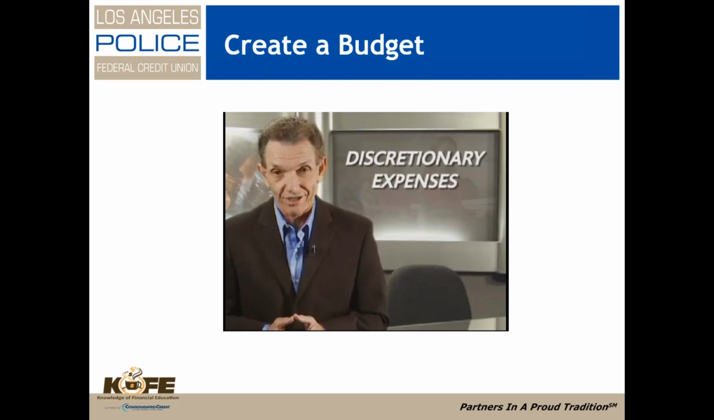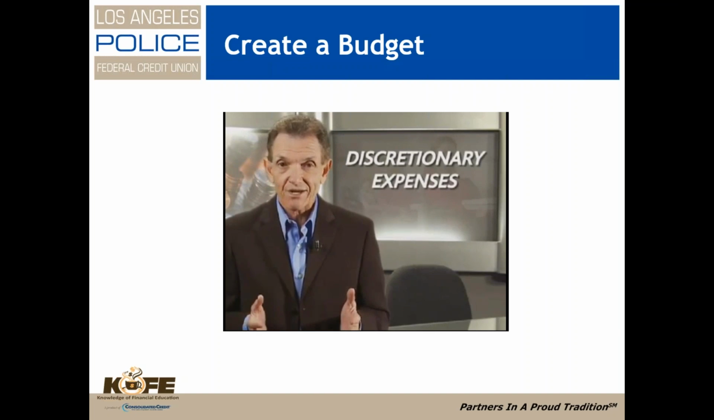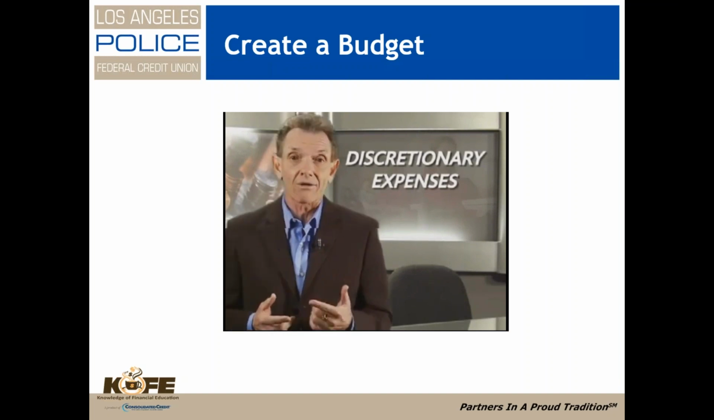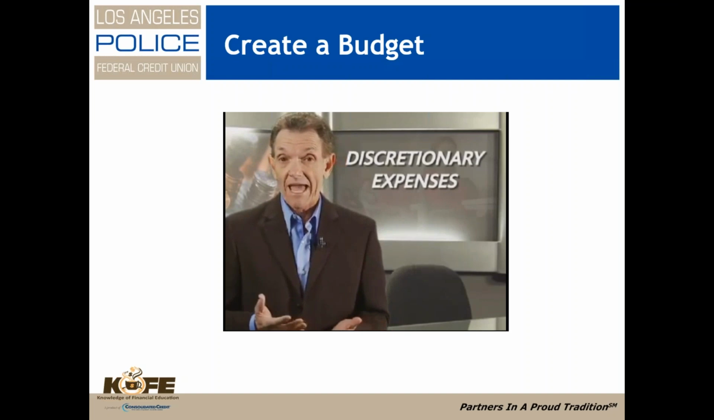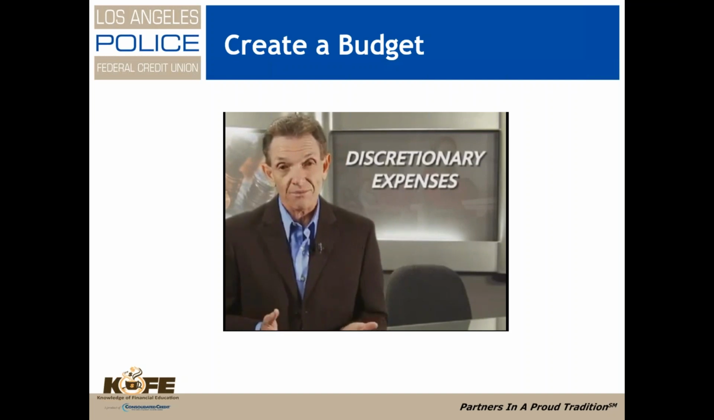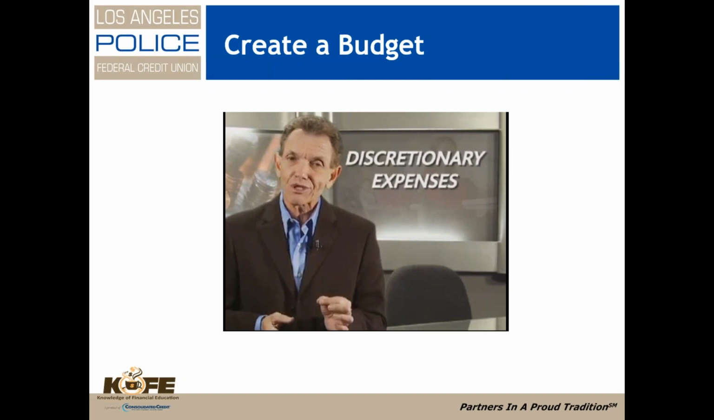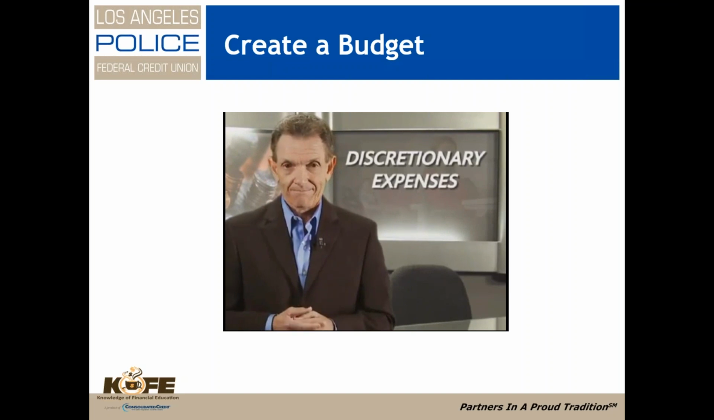We call these discretionary expenses. They're items that are not necessary for survival. Now make sure you don't leave anything out. Don't forget your morning cup of coffee or your newspaper. You may have a cable bill or magazine subscriptions. The key here is to include everything you spend money on.